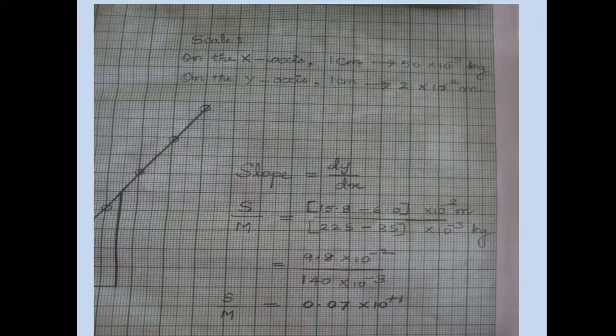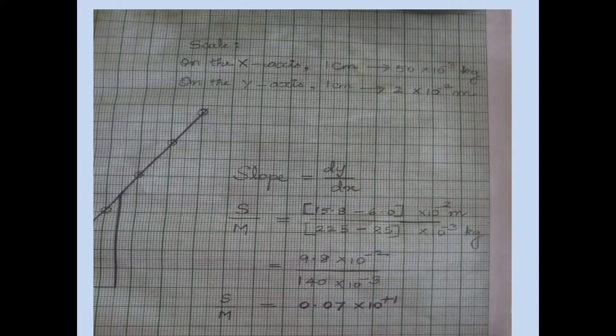So my S by M is 0.07 into 10 power 1. This 10 power minus 3, when it gets into the numerator, we get 10 power 1. So it is 0.07 into 10 power 1.